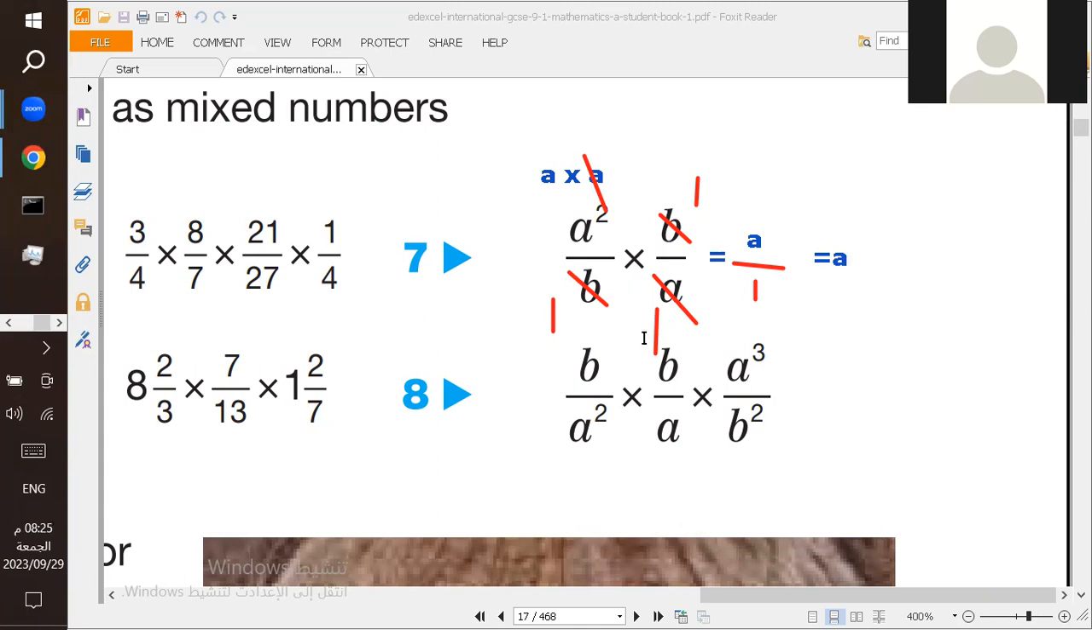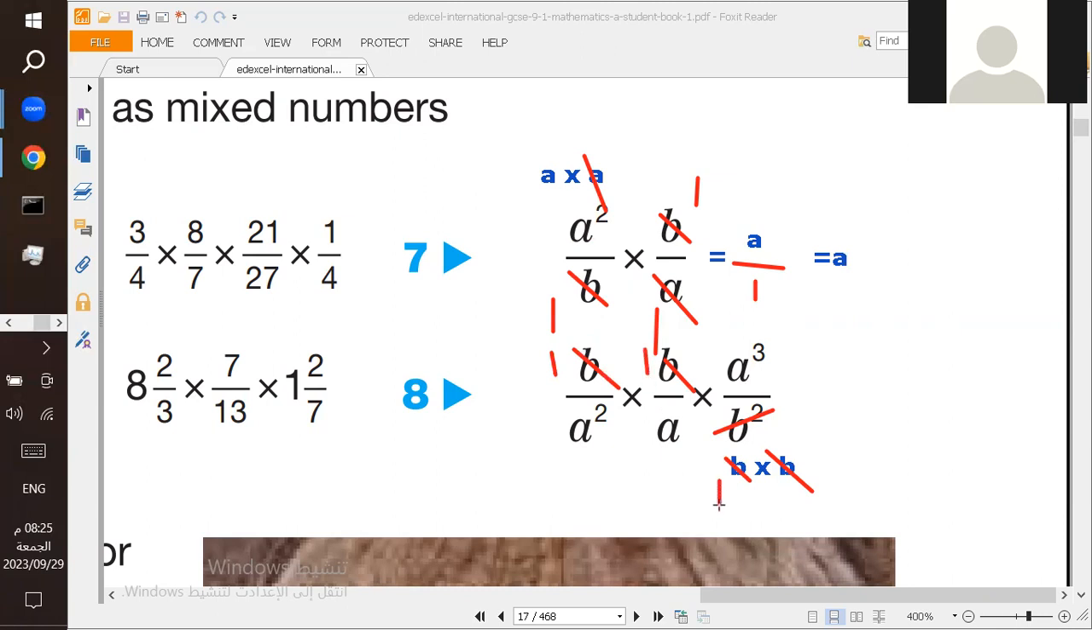Okay? Now, let's do 8. Same idea. We look at the numerators and the denominators and do the same work. Okay? Here, I'll notice that we have b squared. b squared means b times b. Same idea here. I have b and b. So each b goes up with the b. Okay? So these became 1, because we cancelled b times b.